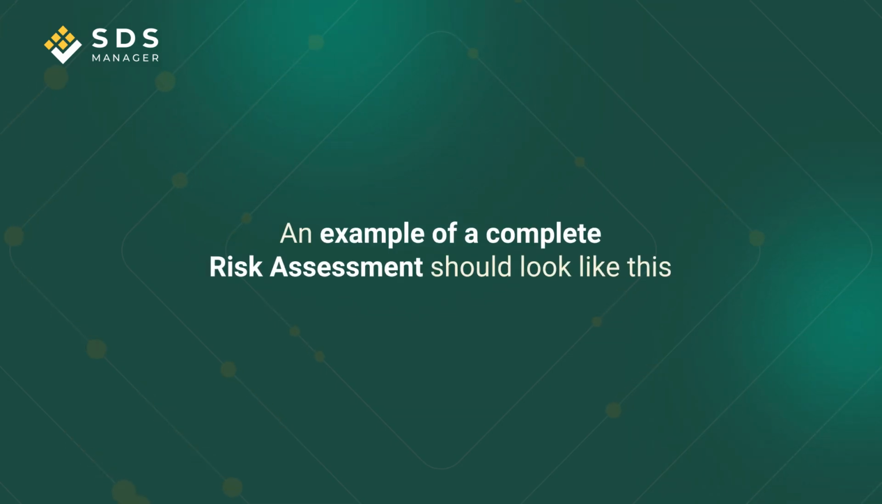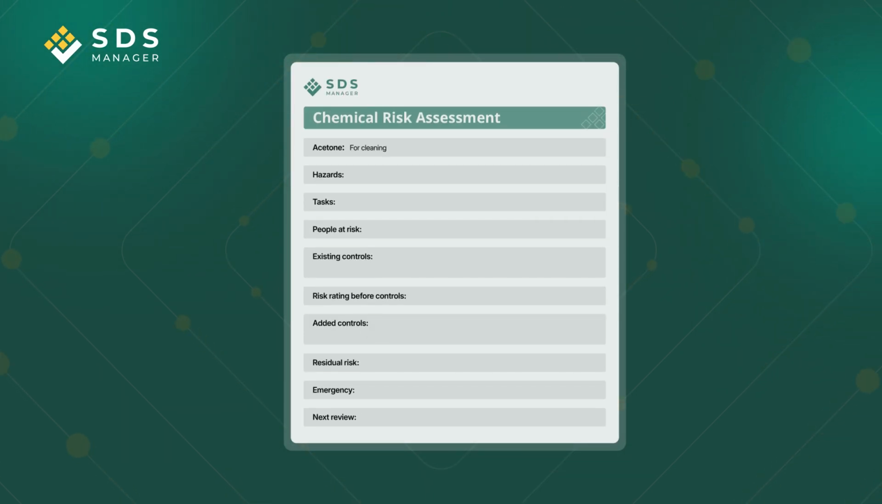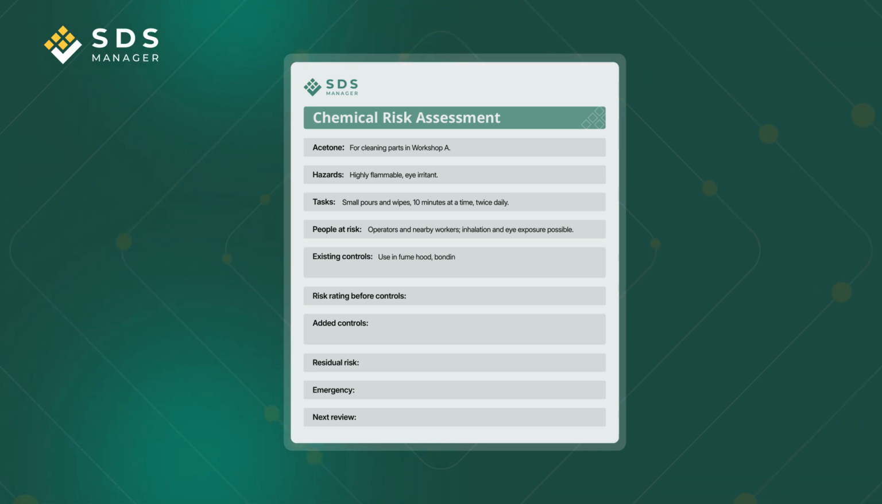After pulling it all together, a risk assessment should look like this. Acetone, for cleaning parts in workshop A. Hazards: highly flammable, eye irritant. Tasks: small pours and wipes, 10 minutes at a time, twice daily. People at risk: operators and nearby workers, inhalation and eye exposure possible. Existing controls: use in fume hood, bonding, grounding metal cans, no open flames, nitrile gloves, goggles, labeled waste container.